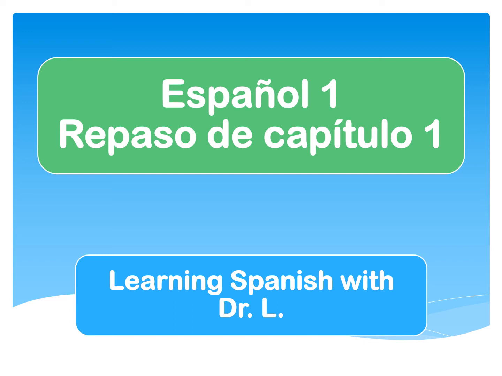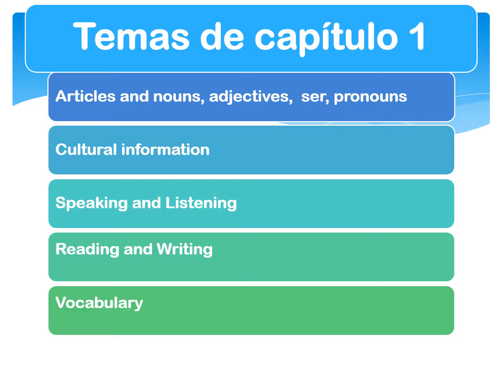Today I'm going to help you get ready for your Chapter 1 review for Spanish 1. Alright, let's take a look at the objectives for Chapter 1, Spanish 1. So we're going to take a look at articles and nouns, adjectives, the verb ser, and pronouns. Also, we're going to be taking a look at cultural information, doing a little bit of practice with speaking, listening, reading and writing, and vocabulary.